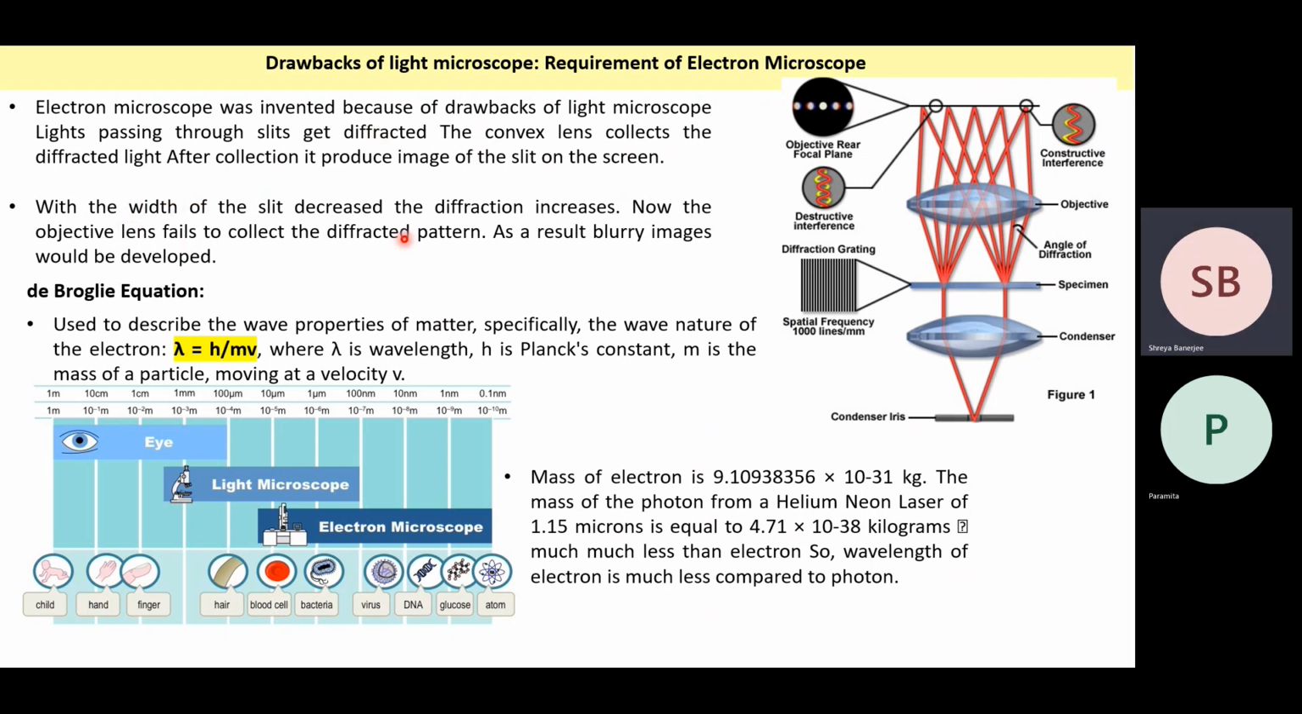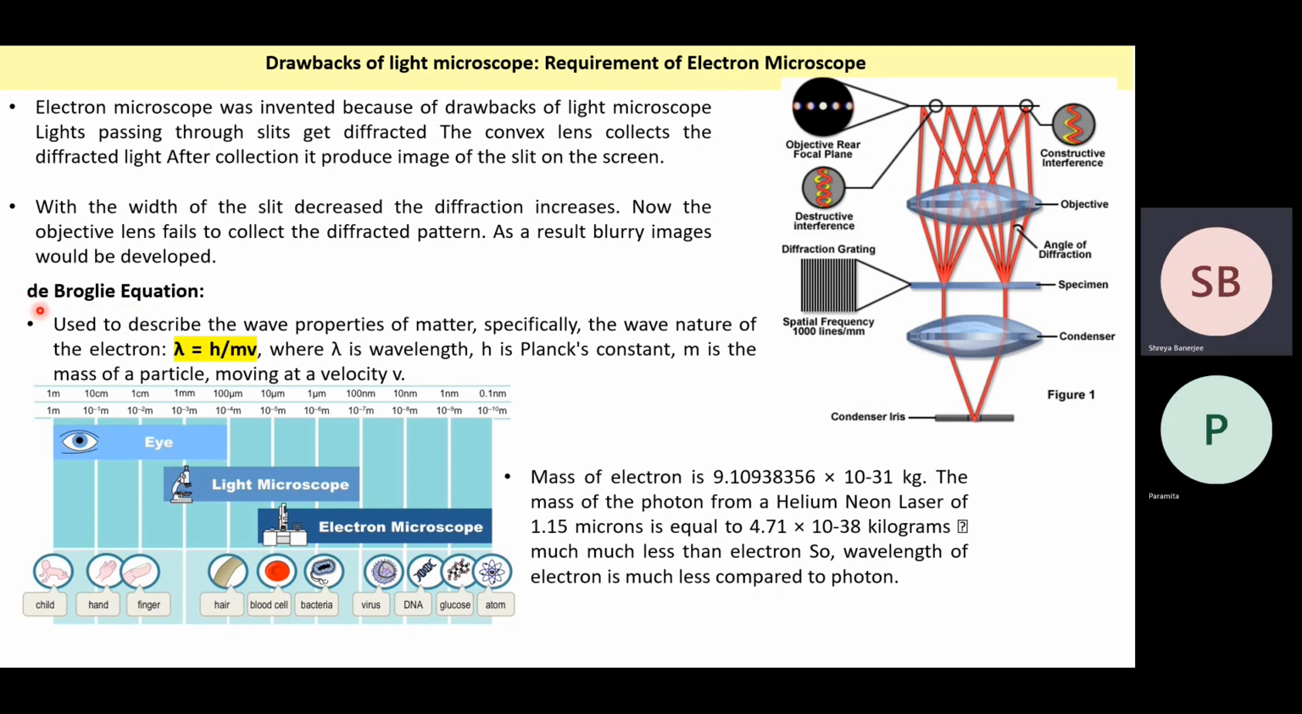With the width of the slit decreased, the diffraction increases. So suppose the spacing between two cells is decreasing, the diffraction increases even more, as a result of which the image will become even more blurry. The way to solve this was proposed to be the electron microscope.